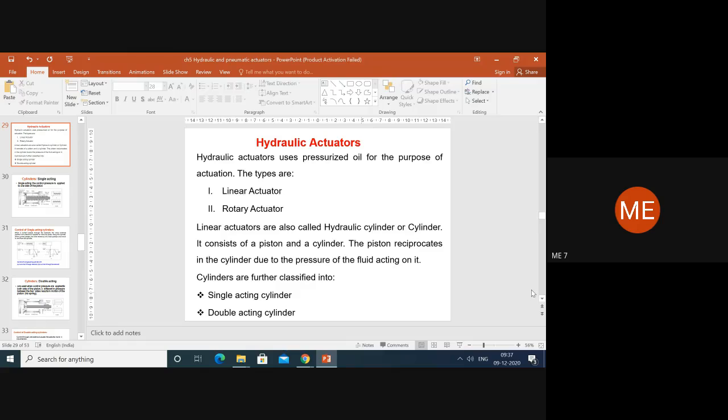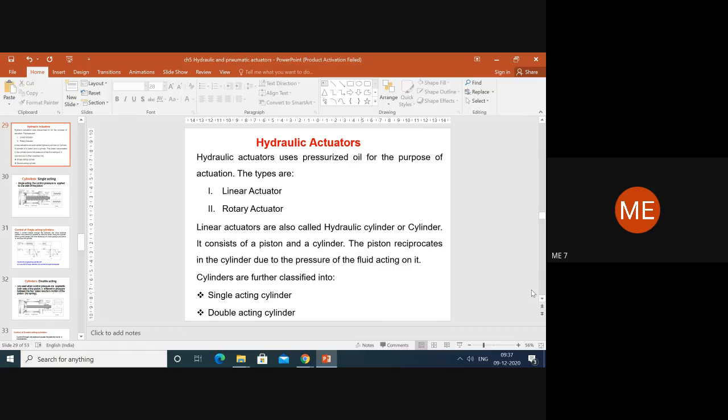Is my voice clear? Yes, sir. Okay, fine. Now, linear actuators are also called what? Hydraulic cylinders or simply a cylinder. Now you can clearly make it out. The basic difference between linear actuator and rotary actuator is the type of motion. The motion is obviously linear in a linear actuator, and the motion is rotary in the case of rotary actuators. But generally linear actuators we call the hydraulic cylinder, pneumatic cylinder, or just simply a cylinder.